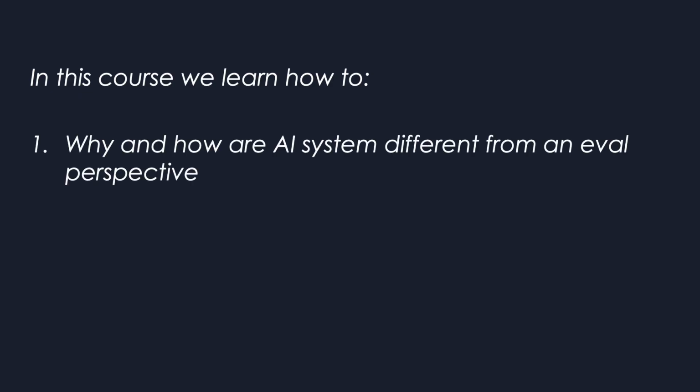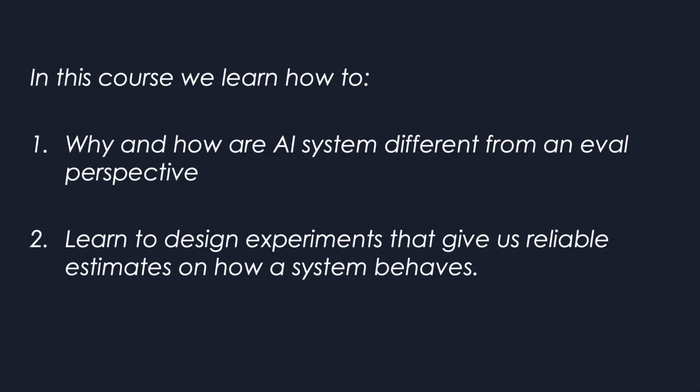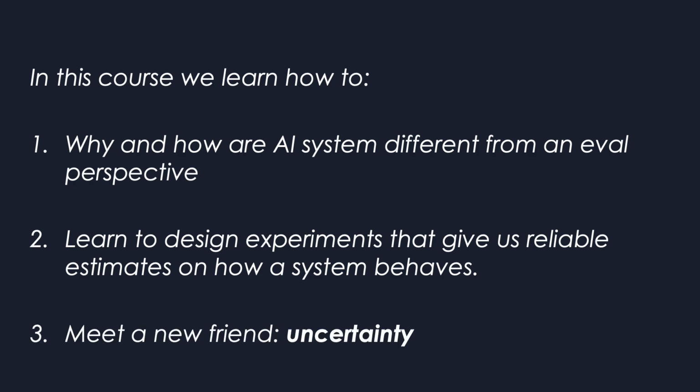So with this in mind, in this course, we're going to learn basically three things. First, we're going to learn why and how AI systems are different from traditional software. Second, we're going to learn how we can design experiments that can give us reliable estimates about how well a system behaves and where we need to improve the system. And third, and perhaps most importantly of all, we're going to meet a new friend. This new friend is called uncertainty. It's something many orgs are not really comfortable with, but uncertainty is part of AI eval. It's natural, it's there. We need to learn how to recognize it, be aware of it, manage it, and also report on it.